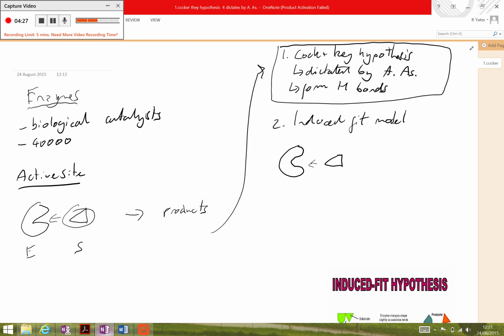It's not exactly complementary, but as it starts to bind, the active site then changes to fit it more closely, distorts the molecule in the active site, and makes it more likely to change into the product. This is the one that has got a little bit more weight behind it. Again, people are not sure exactly how it works, but it's got a little bit more weight behind it. So 5 minutes is up. We'll continue on the next video.